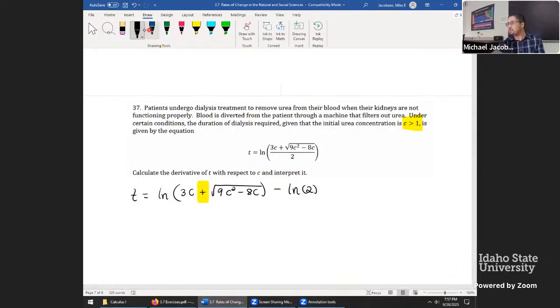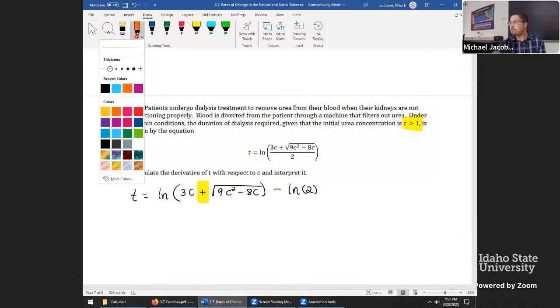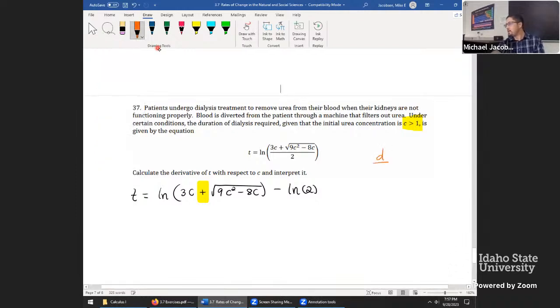And another thing that's tricky about this one is if we go to take this derivative, it's going to be the derivative with respect to urea concentration, so d/dC, of that right here, natural log 2. Any volunteers for what that should come out as?